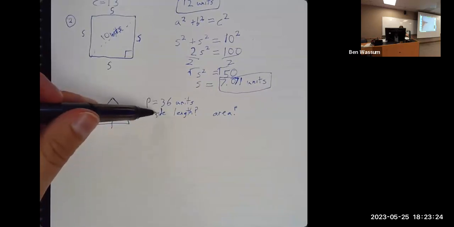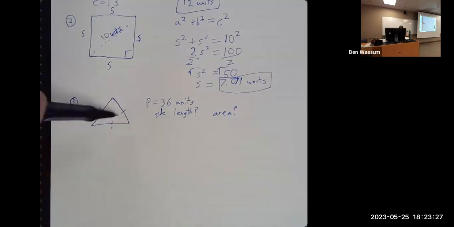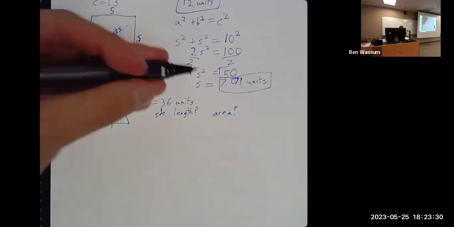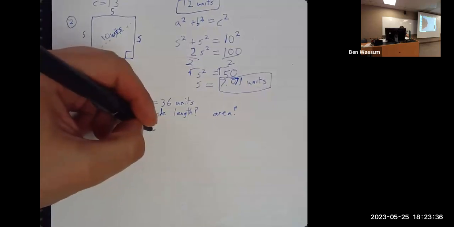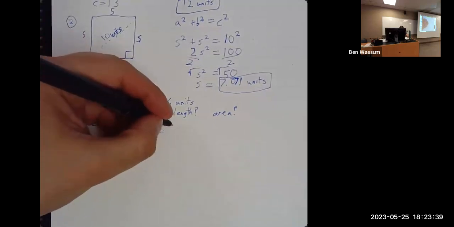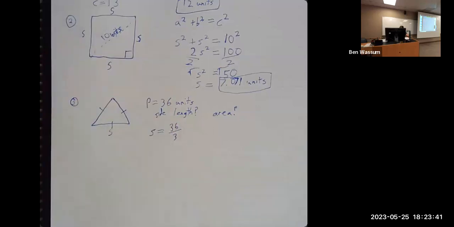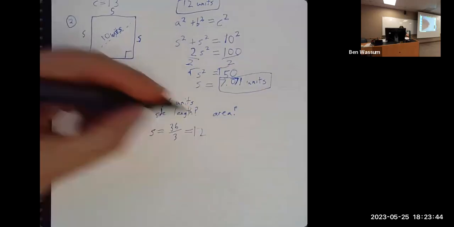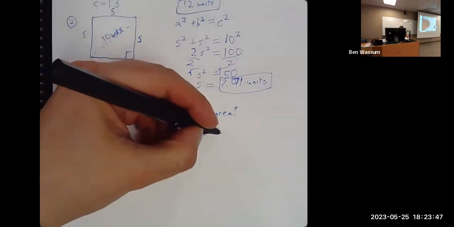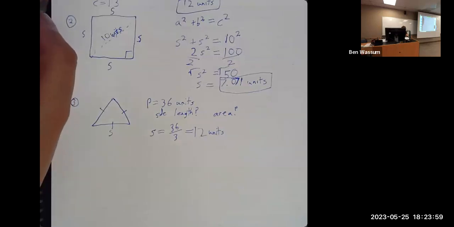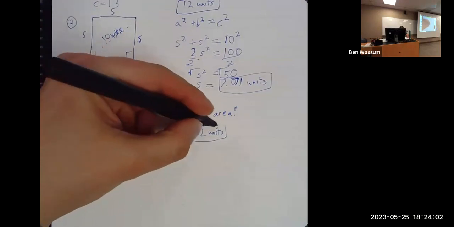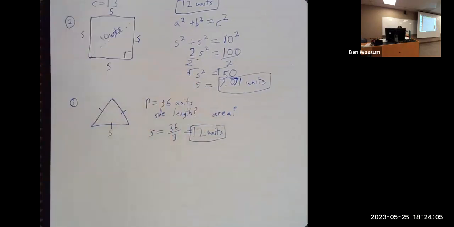Okay. So if we need the side length, well, it would make sense that if all of these are equal, I could just take my perimeter. Let's call this S, just so we have something to say it is. The side is 36 divided by 3, right? So I get 12 units. Okay, so we have that piece of information already. Now we just need the area.